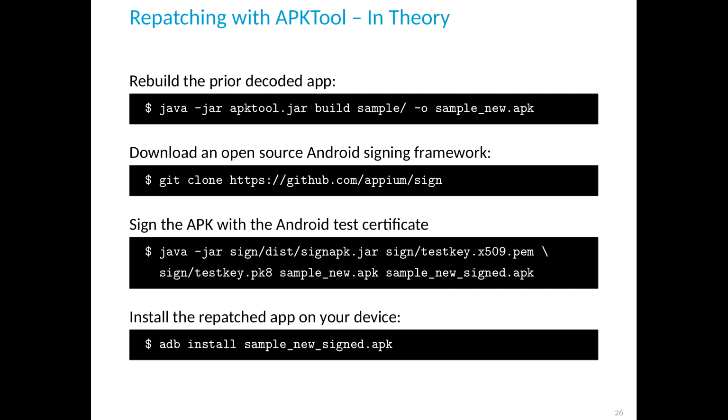Therefore, I prepared one slide to show you. You can rebuild the app with APK tool, and then before you can install it, you have to re-sign it. And on GitHub, there is a ready-to-go tool or framework which can do that. And you can re-sign it with Android test certificate. And after the rebuilding and the signing, you can install the app with ADB tool.